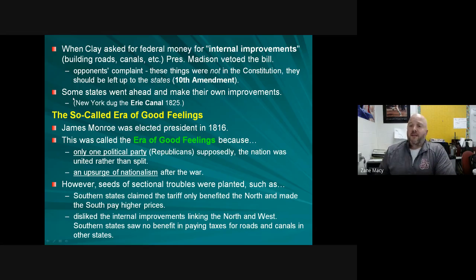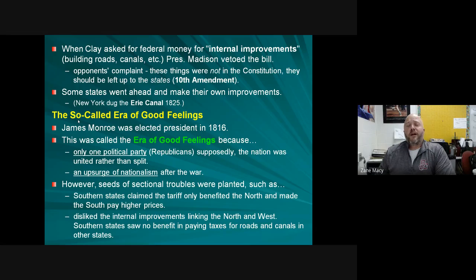Some states go ahead and start funding improvements to transportation. For example, New York ends up digging the Erie Canal in 1825. The state of New York funded the building of the Erie Canal to connect Lake Erie to the other Great Lakes.